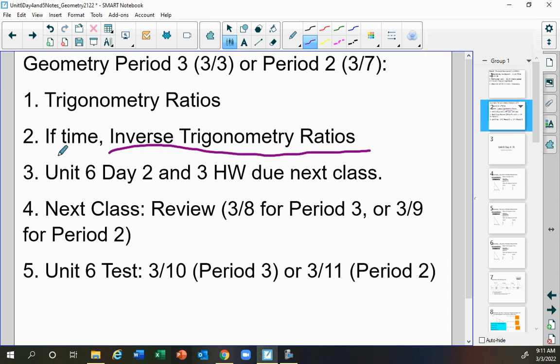All right. As you know, today we're going to start with the trig ratios. If there's time, inverse trig ratios, if not, today. At the moment, there's a review, but I may be pushing everything back one class.